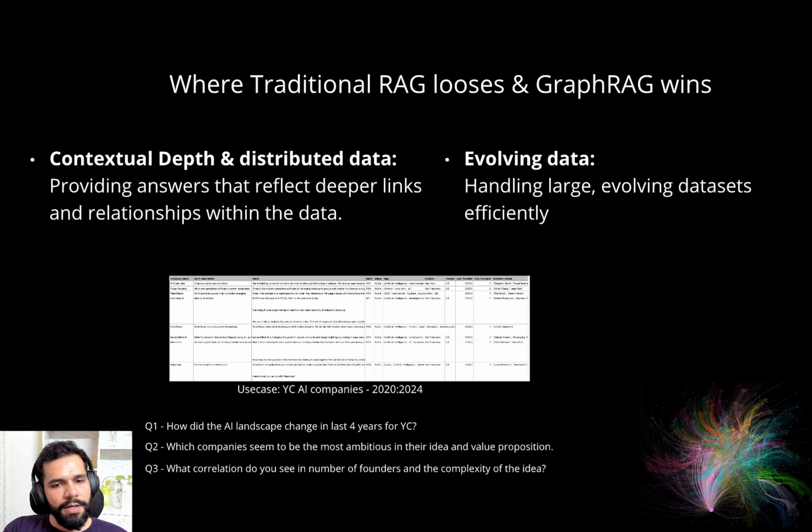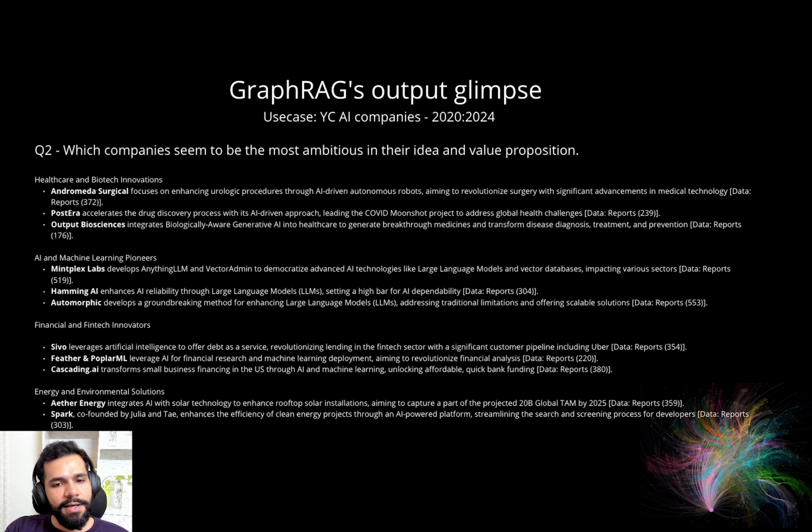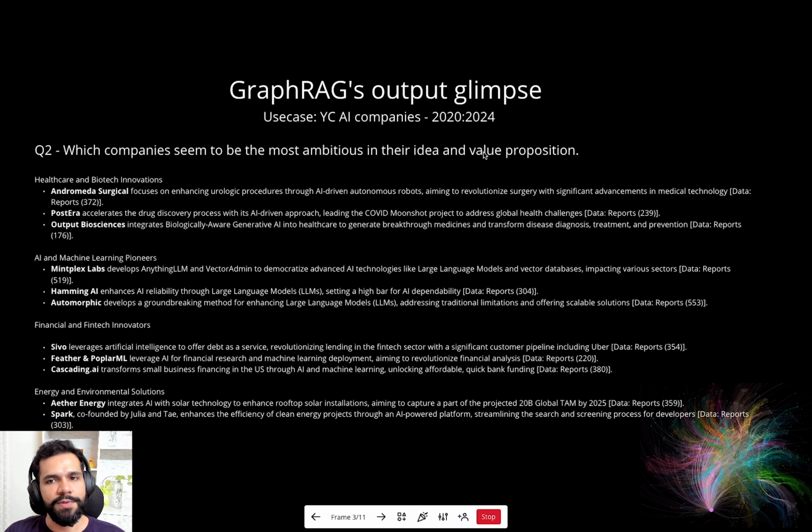Just an overview, what does the traditional RAG system struggle with? Contextual depth and scalability in evolving datasets. So quickly looking at the answers to a couple of questions. Which companies seem to be the most ambitious in their idea and value proposition? What does it need to have? It needs to have a full understanding of every company, and to understand ambition and the idea and value proposition.